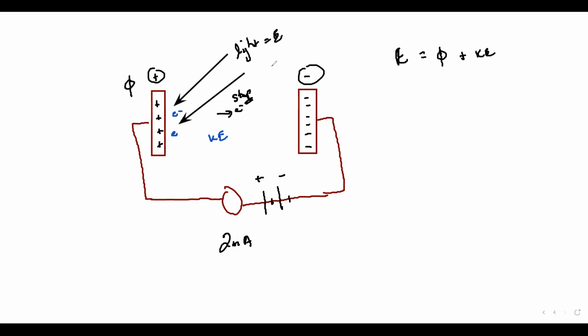So when the electrons are completely stopped, what will be the current here? The current will be 0 ampere. Why? Because there is no movement of the charges, so there is no current, no photoelectric current. So when the photoelectric current is 0, what can we say? We can say the kinetic energy is equal to the electrical energy.